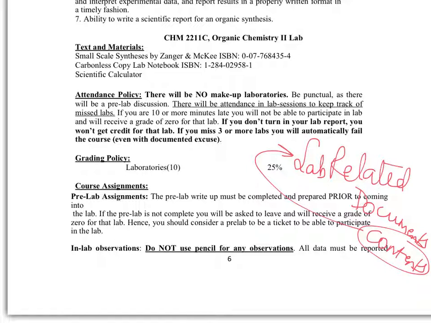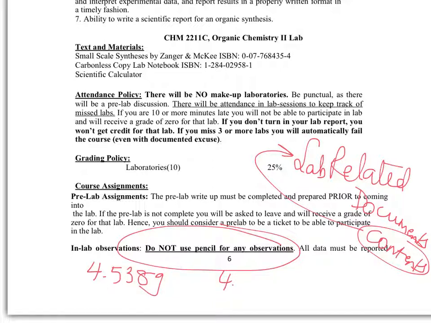For any observations, you're not going to use a pencil. You're going to use only pen. I do initial your pre-lab, and I also initial one of your data points, and so that must be done in pen. If you make a mistake, let's say you were supposed to write 4.538 grams, and you wrote 4.358 grams. Suppose. All you have to do is scratch that off and write the new number right on top of it. Do not try to use the whitener.